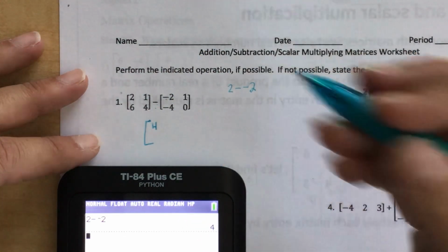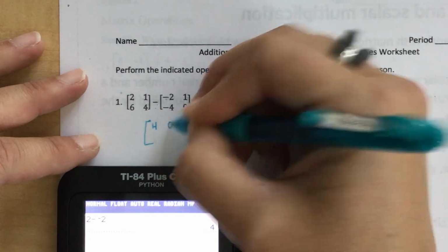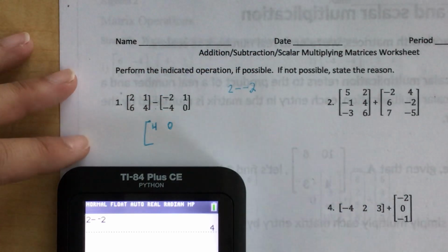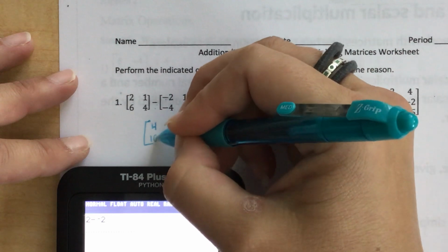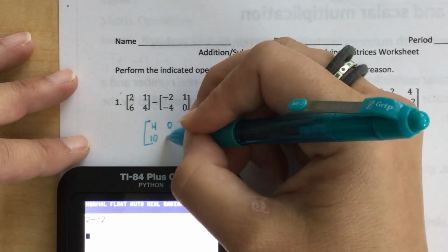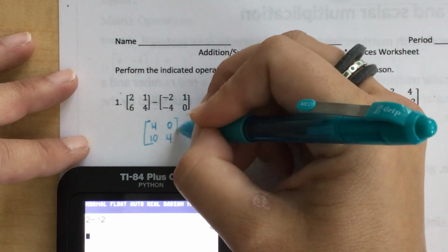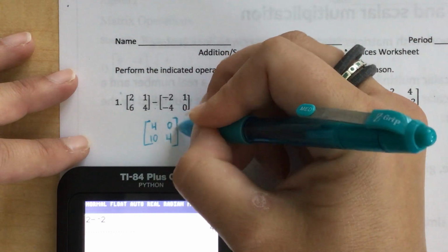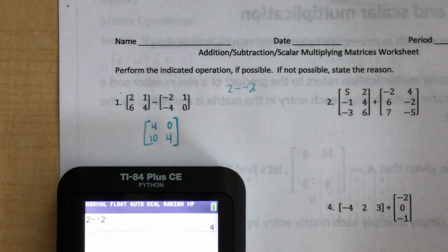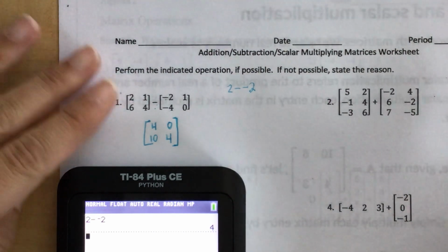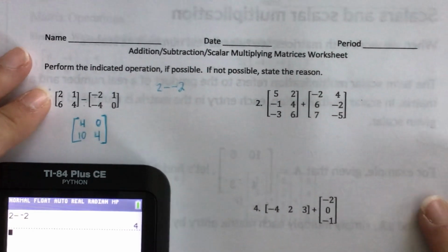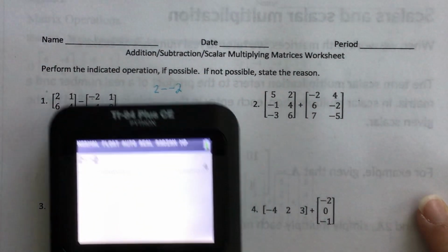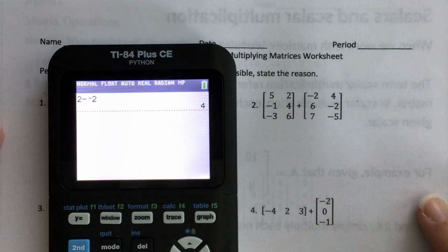And then I have 1 minus 1, which is 0. 6 minus negative 4, which is 10. And then 4 minus 0, which is 4. And then I close off my matrix. And that's it. That's your answer. Okay? So these are pretty simple. They're not difficult in any way, shape, or form. It can be time consuming, but grab a calculator. Use the calculator to help you out.